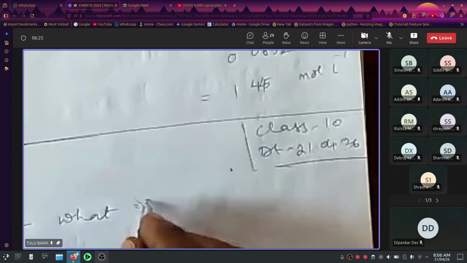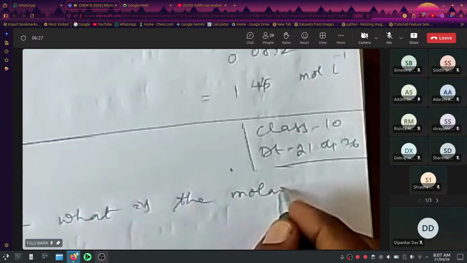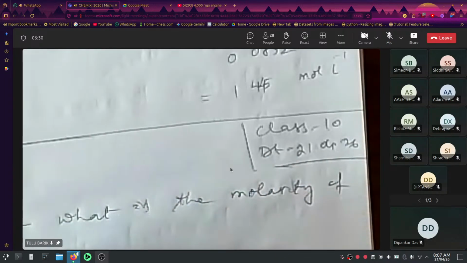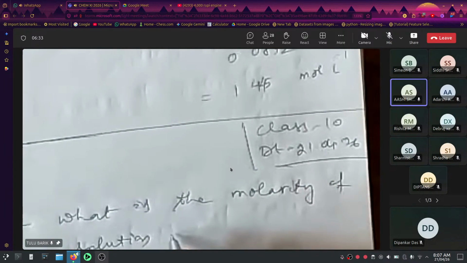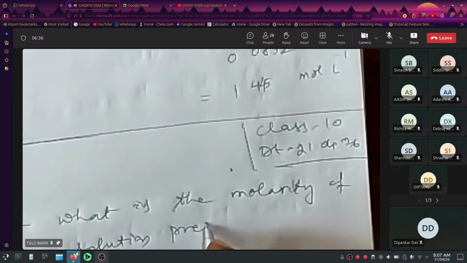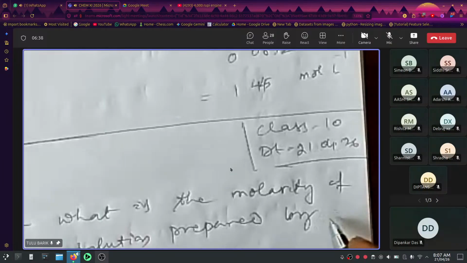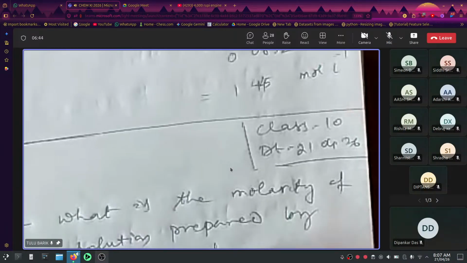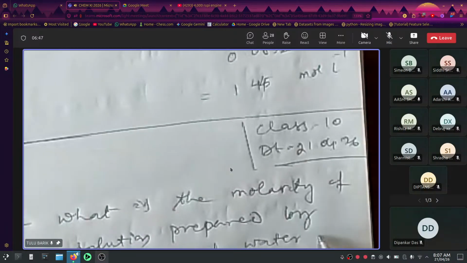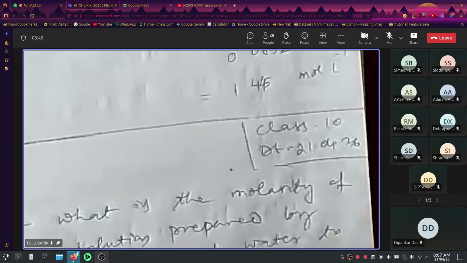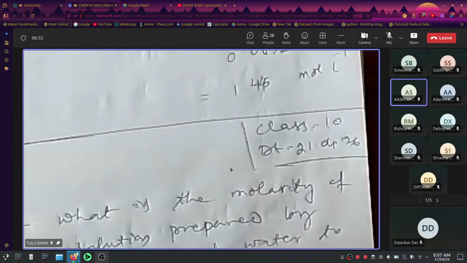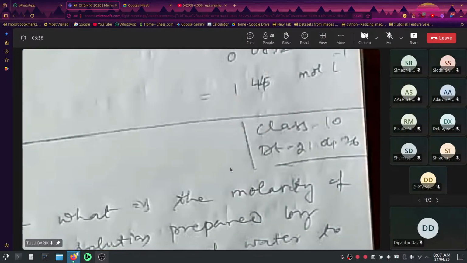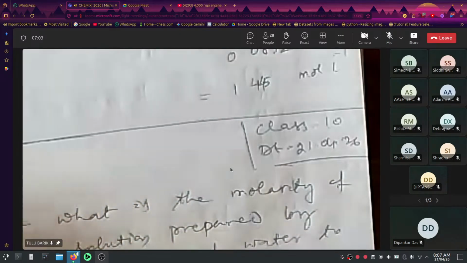What is the molarity of a solution prepared by adding 200 milliliters of water to 1.3 liters of 0.2 M HCl? Can you see the question clearly?